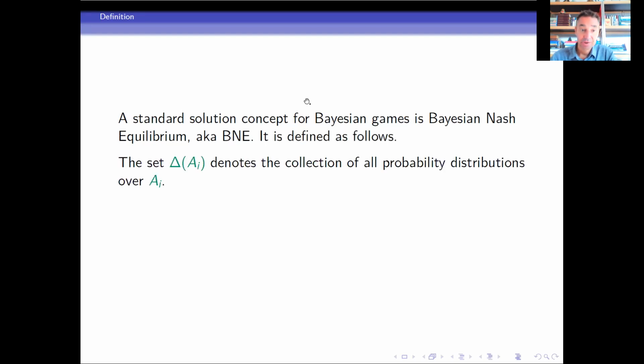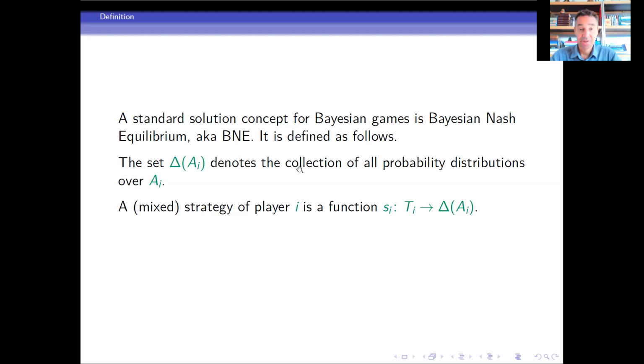And it's defined as follows. We are going to look at mixed strategies, meaning that you do not only select actions A_i given your type, but if you know your type, you can also choose actions with a certain probability. The set of all probability distributions over this finite set A_i is denoted by Delta(A_i).